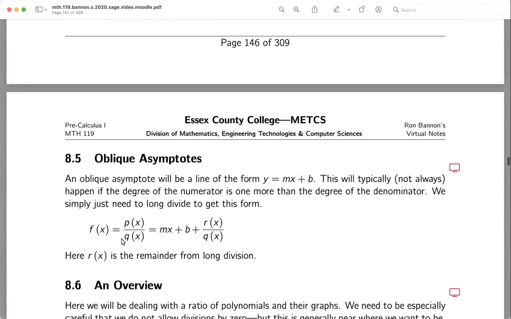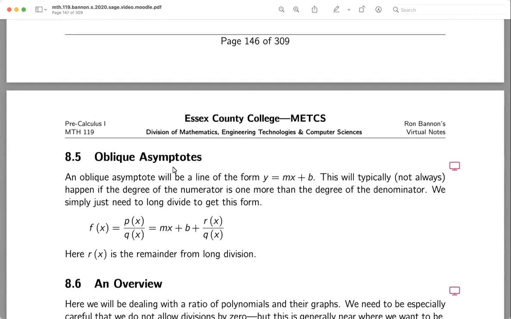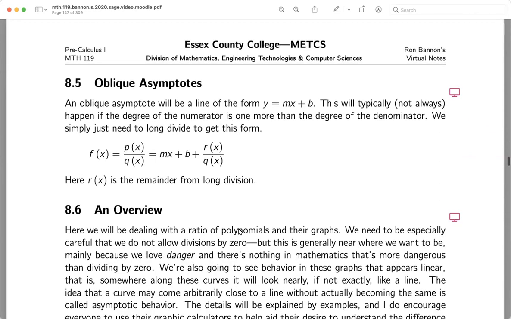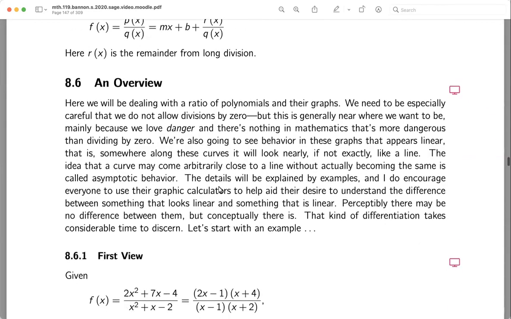All right. We'll talk about oblique asymptotes. We'll talk about when that occurs and how you get them. Oblique means they're not horizontal or vertical. They have a slope to them. So the next thing up is an overview of what we're going to graph out.